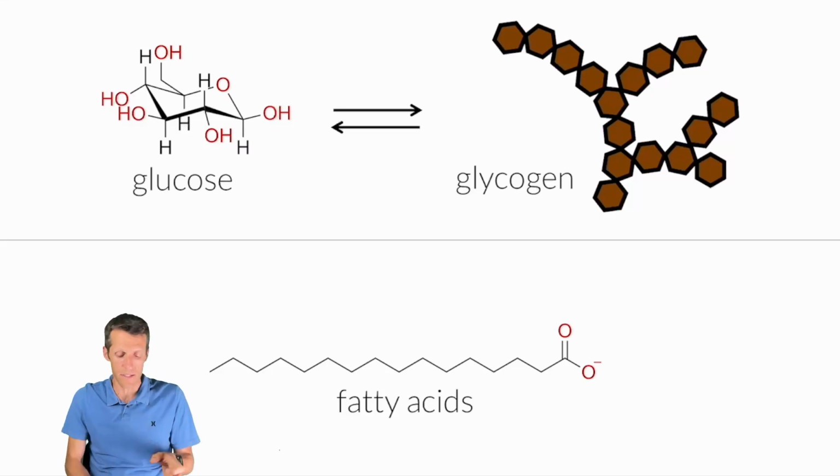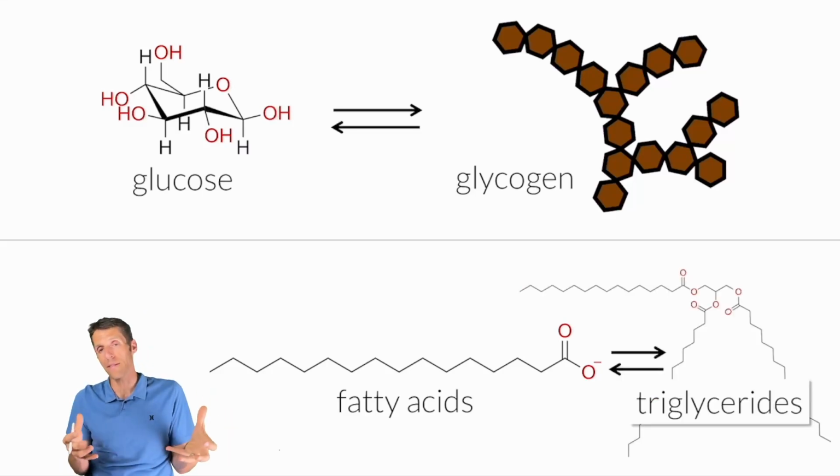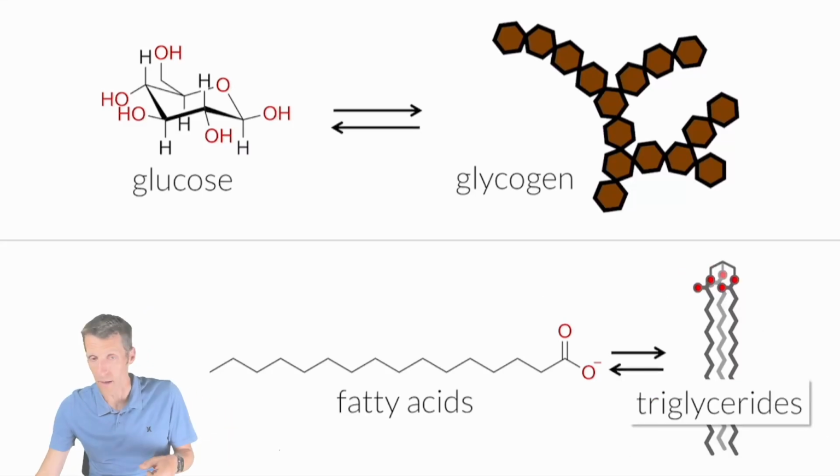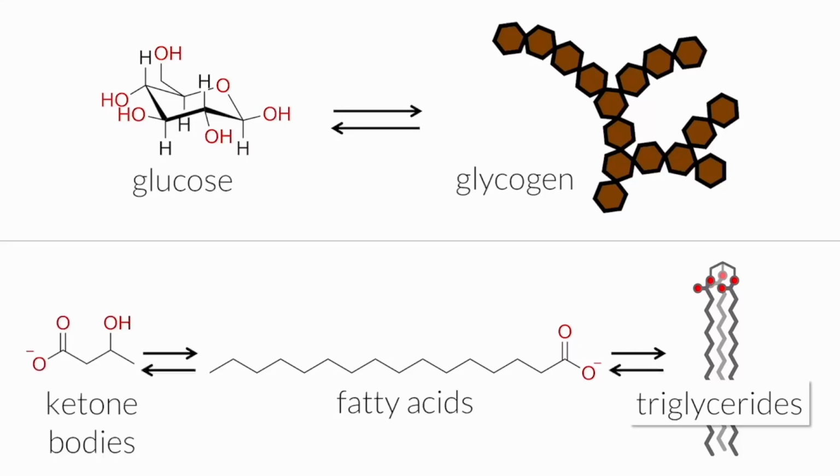So we've got fatty acids, we've got three fatty acids glued together to form triglycerides, and then we've got the star of today's show, which I've just shown on a bunch of slides in the past, but I haven't talked about yet, and that's ketone bodies, which are derived from fatty acids, and it turns out are really important under certain types of physiological stress.